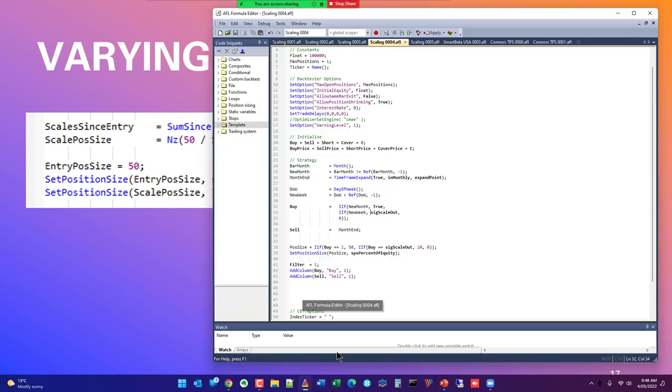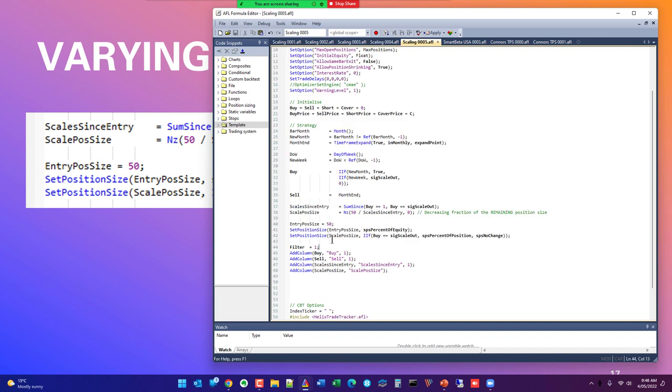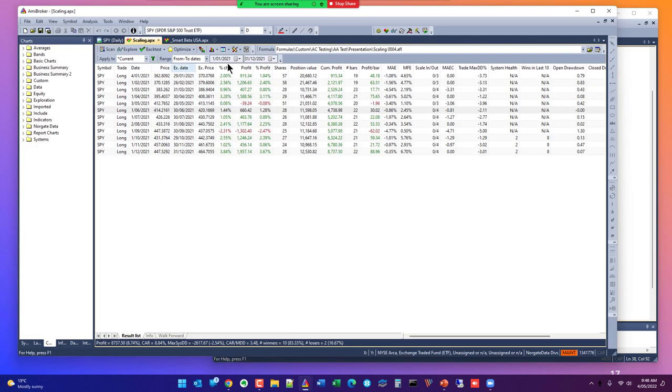So let's have a look at that practically. Number five. So here we are. Just bear in mind it's the value of the remaining position size at the point of each scale. So let's have a look at the explorer for that.